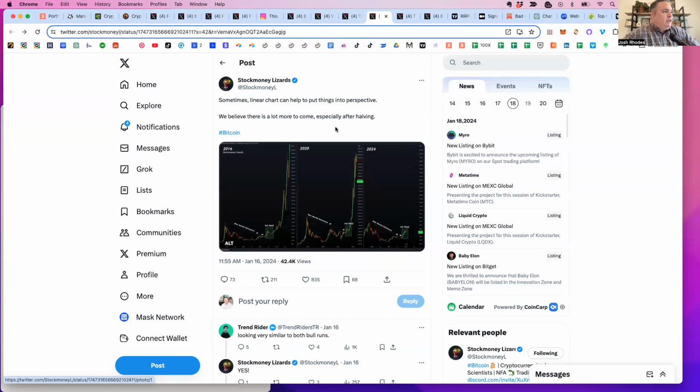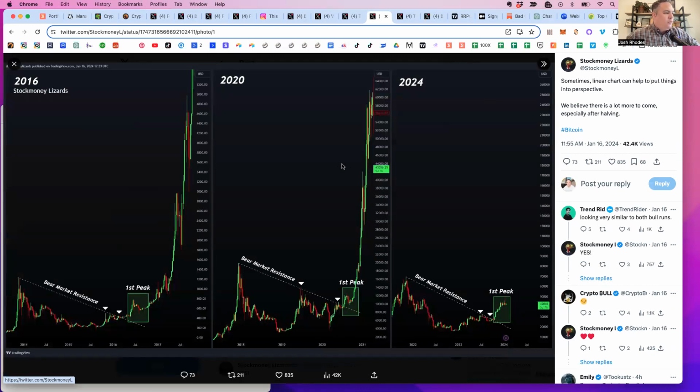Next up, sometimes a linear chart can help to put things into perspective. We believe there is a lot more to come, especially after the halving. So I want to talk about now, where are we? I've shown similar charts like this before, but basically this is 2016, this is 2020, both of the last two cycle run-ups. We have a little pre-cycle run-up peak, and it really looks like we're doing that right now. Very interesting. If you can see this green box, it all seems to be patternistic and, in my opinion, probably how history is going to rhyme.